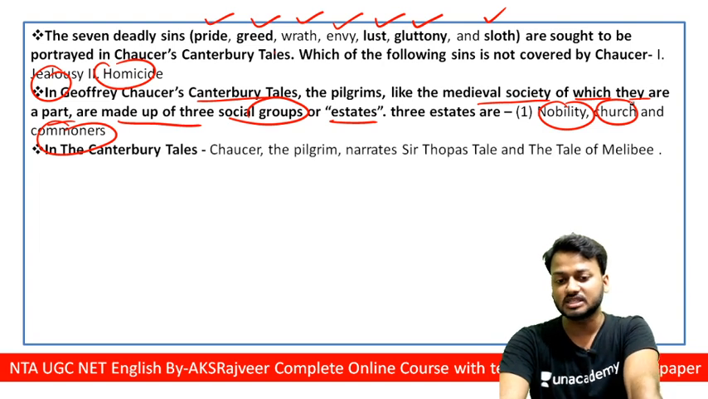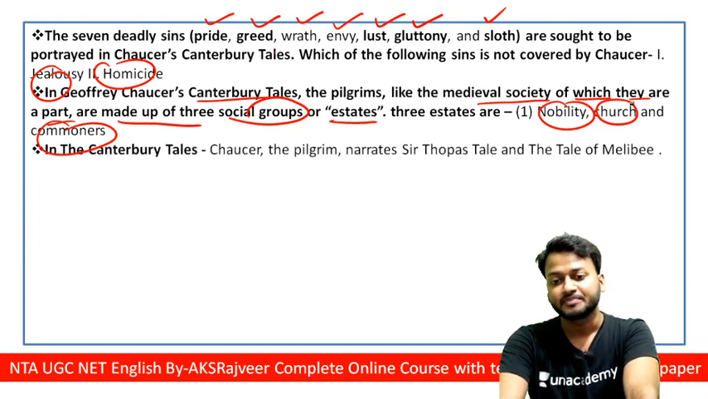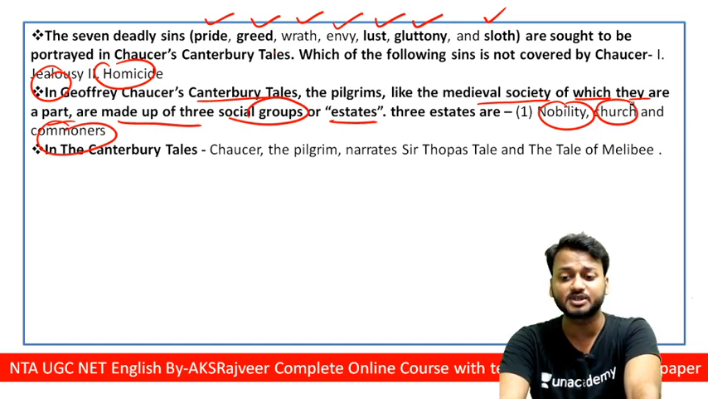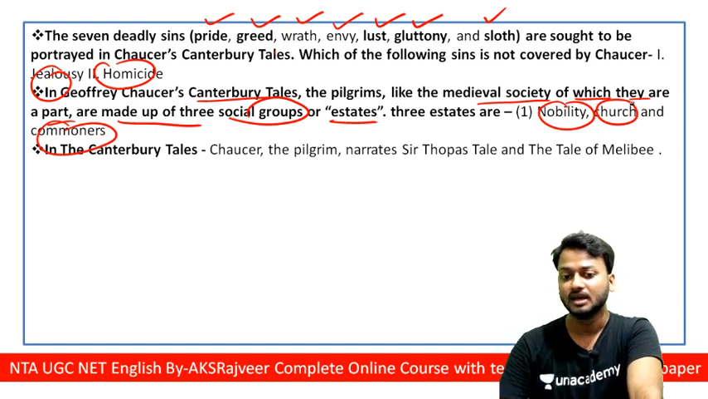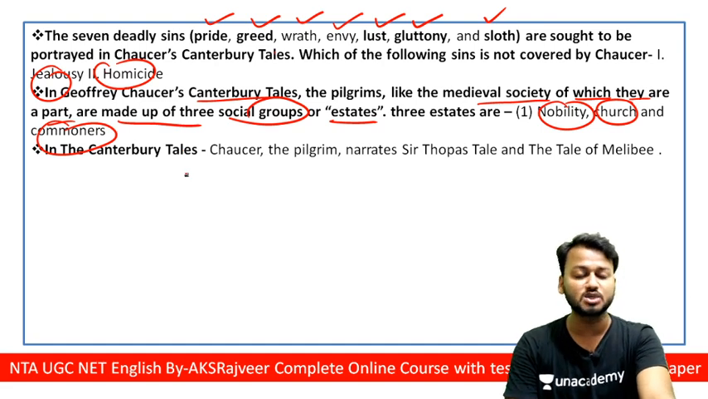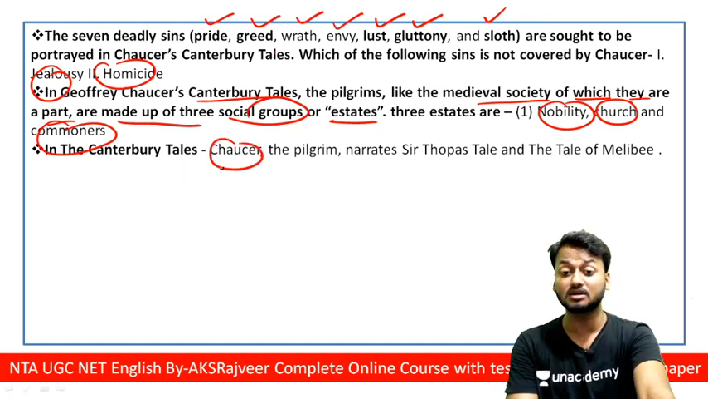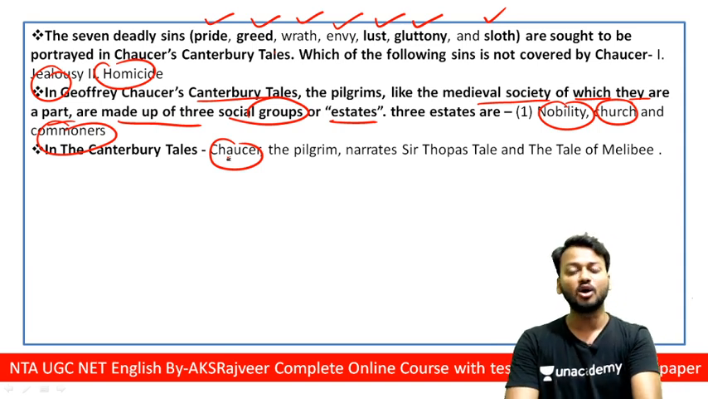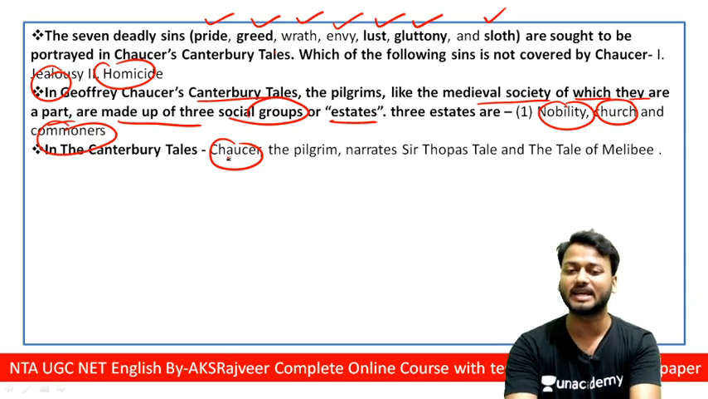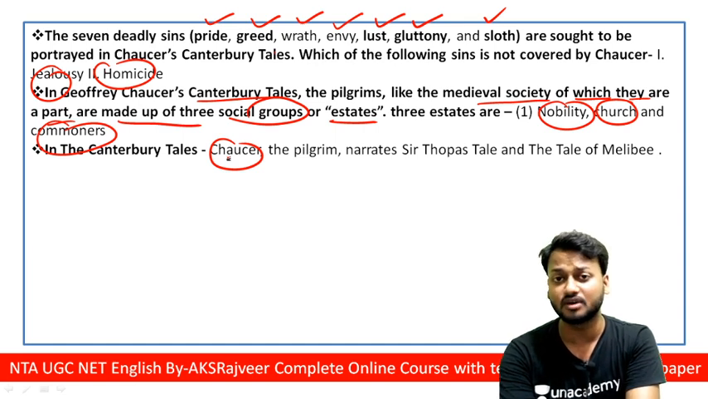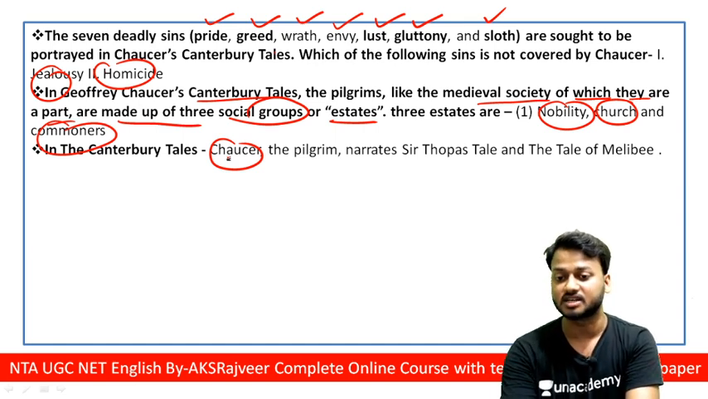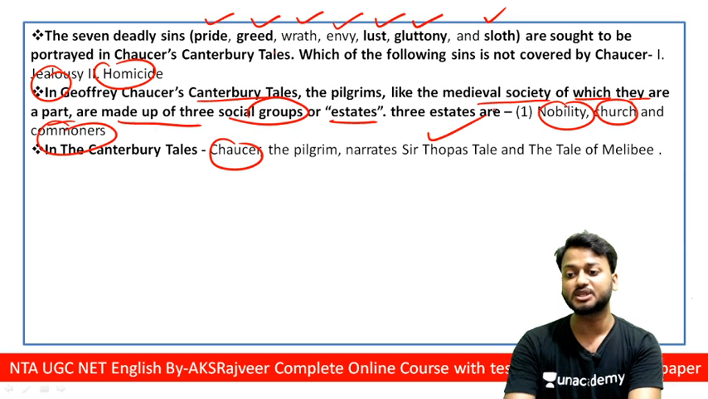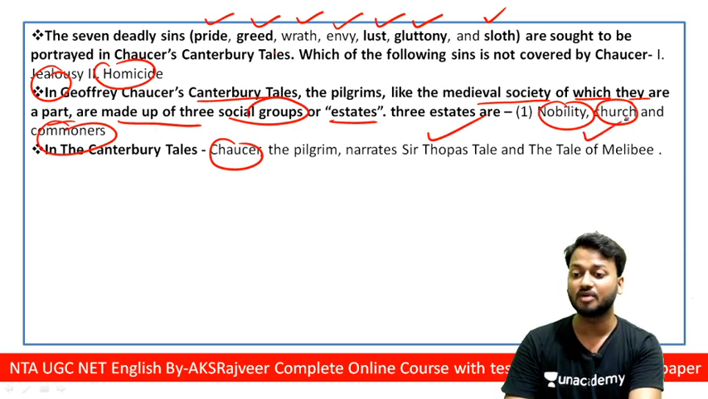See the next one. In the Canterbury Tales, Chaucer the pilgrim narrates the Tale of Sir Thopas and the Tale of Melibee. Learners, this is the most important point where you must focus. Chaucer, the writer of the Canterbury Tales, also tells two tales in this work: one is the Tale of Sir Thopas and another is the Tale of Melibee.